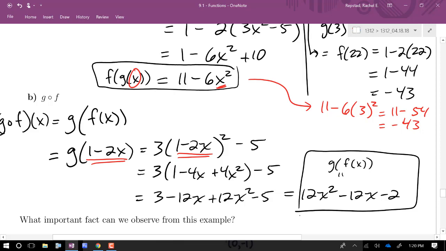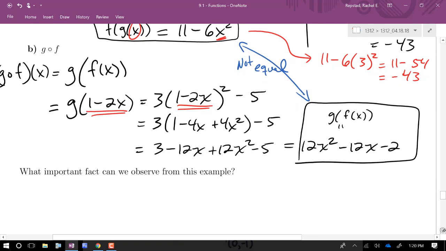And I think probably the most important thing we might observe from this is that in parts A and B, we got different answers. Right, different functions resulted. And so function composition is not commutative.